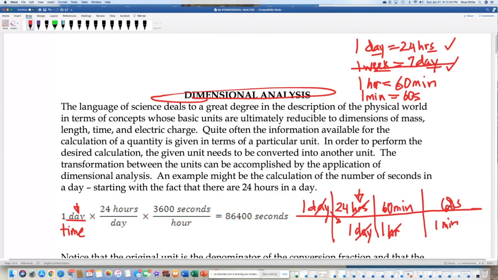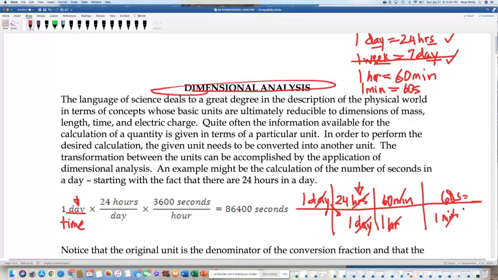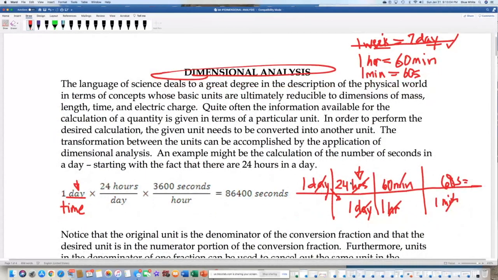Okay. So you see how we have it, right? Now cancel the minute and the minute, and then your answer will end up being in seconds. So to do your math, multiply all the numbers on top, divide by the numbers on the bottom, and that gives you your answer. So we should get the exact same number, even though our process was slightly different.